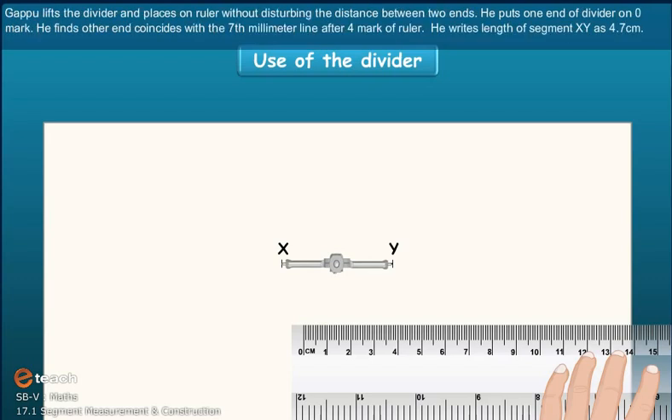Gappu lifts the divider and places on ruler without disturbing the distance between two ends. He puts one end of divider on 0 mark. He finds other end coincides with the 7th millimeter line after 4 mark of ruler. He writes length of segment XY as 4.7 cm.